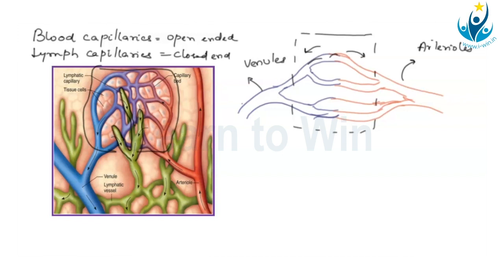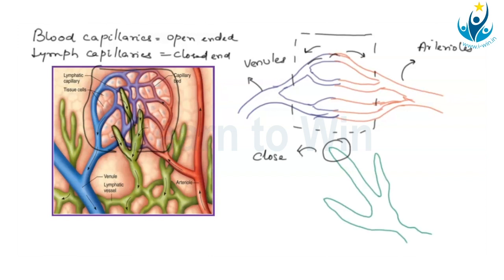But if you look at our lymphatic capillaries, they are like this. They are profusely branched and then join into the vessels, so they are directly joining into the vessels. So these are closed-ended. One end is completely closed. Whereas in the blood capillary, one end opens into the arteriole and one end opens into the venule. But in the lymph, one end is completely closed, so it's called a closed capillary system.